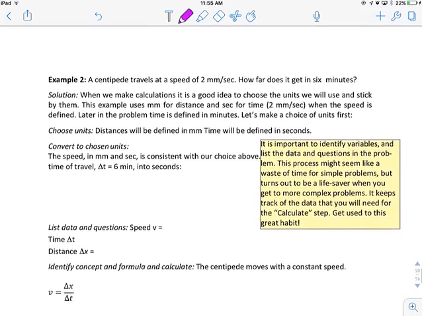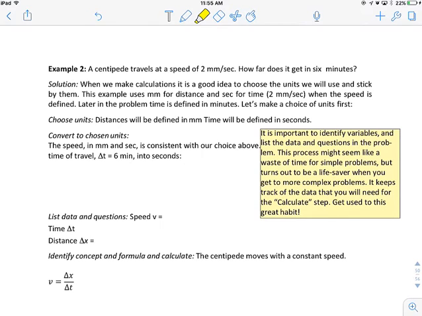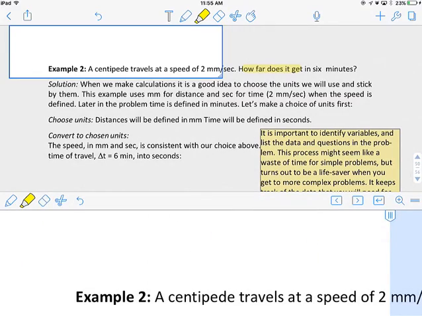This example is asking for a different piece of information. You can see here, how far does it get. This time, instead of looking for the speed, what we're looking for is the change in position. So that's what we're going to do. We also have some interesting problems here. In the solution it says we make calculations. It's a good idea to choose units that we'll use and stick by them. The example uses millimeters and seconds in the definition of the speed, but it asks us how far it will go in 6 minutes. So we have to pick minutes or seconds to use.